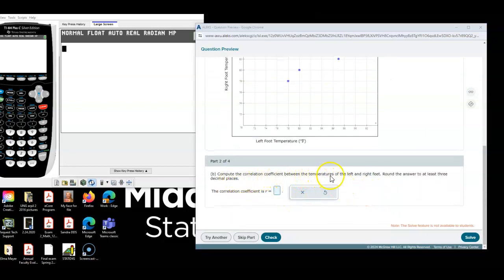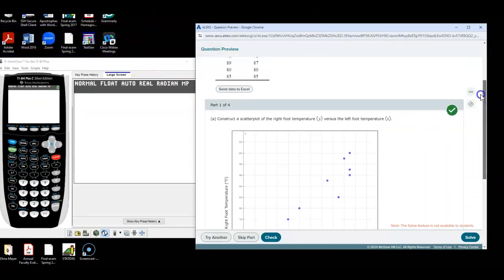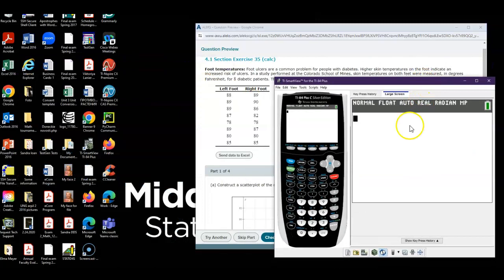Compute the correlation coefficient between the temperatures of the left and right feet. Round your answer to at least 3 decimal places. You don't want to do this by hand, even though the textbook has the formula. It's much easier to perform this operation by using the TI-84. Let's look at the details. We go back to the original data, and we're going to enter left foot, remember it's for X, and right foot is for Y, into lists L1 and L2.